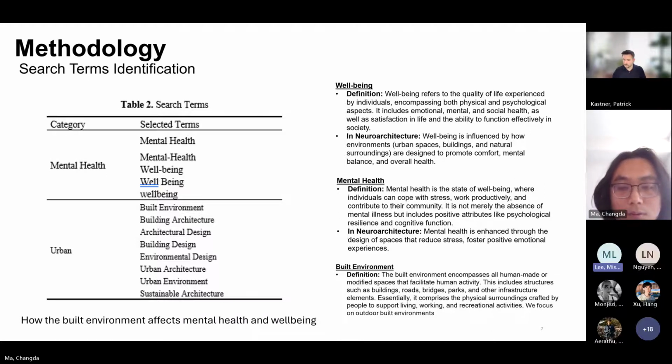Also, mental health relates to mental illness, how people cope with stress, and their ability to work productively. And the built environment is human-made and modified spaces that facilitate human activity. We're mainly focusing on the outdoor portion of this.